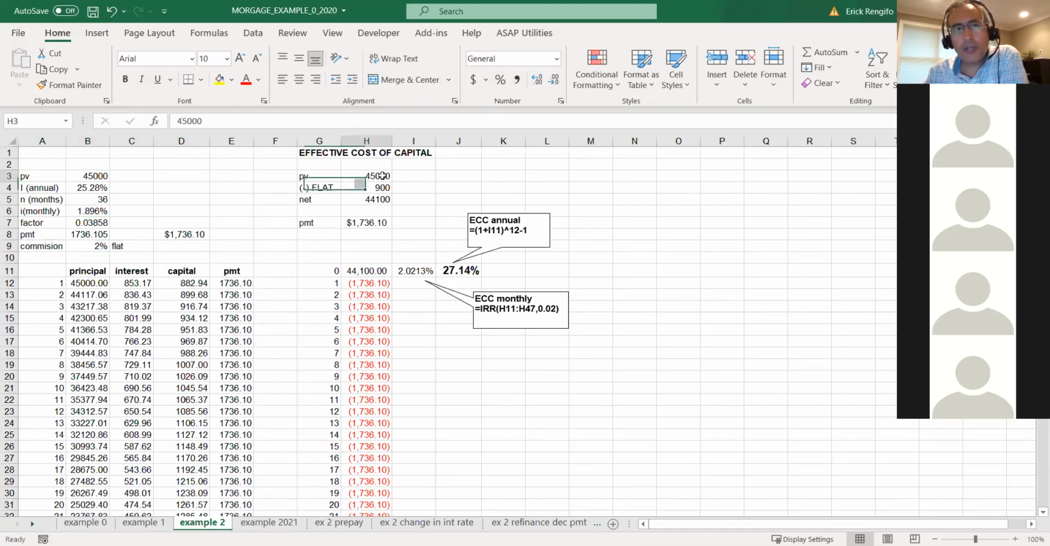And then in that case, the present value is this one here. You need to subtract the fee, 2% of $45,000 is 900. So your net cash inflow is 44,100. You know that you're going to be making 36 payments of 1,736. That's why they are negative numbers. And then you have your cash flow here. You do your internal rate of return, and then you obtain your real or effective cost of capital. So effectively, you're paying each month 2.0213%.